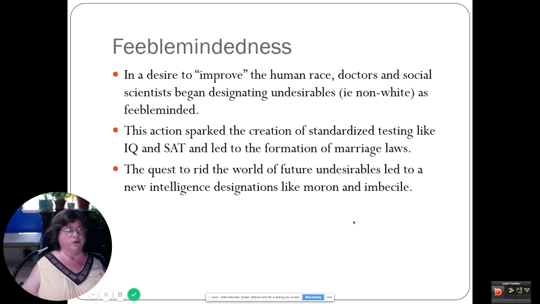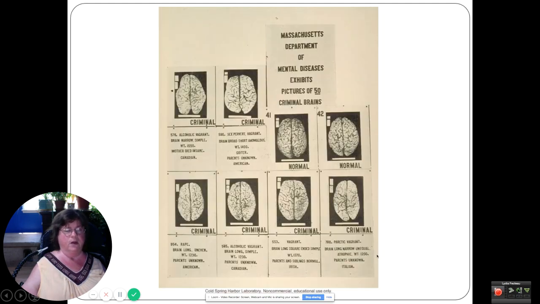So this action sparked the creation of standardized testing like the IQ test and the SAT, and led to the formation of marriage laws. Suddenly, they didn't want to mix race. Well, I mean, they never really wanted to mix races, but it soon became laws stopping the mixing of races, stopping you from marrying someone who was defective. And this quest to rid the world of future undesirables led to new intellectual designations like moron and imbecile for those with cognitive disabilities.